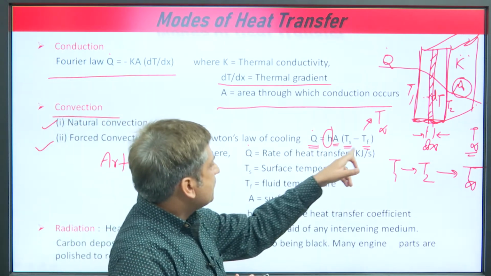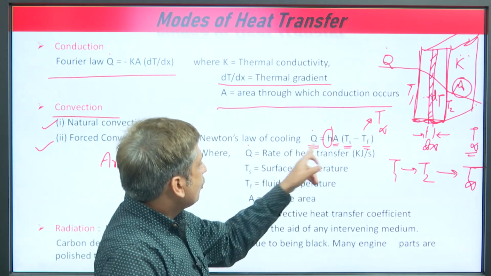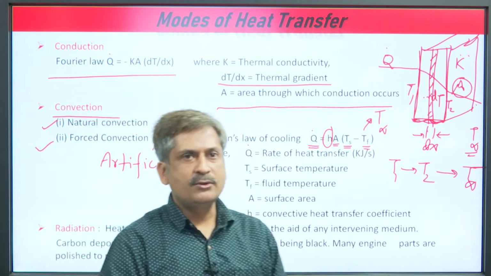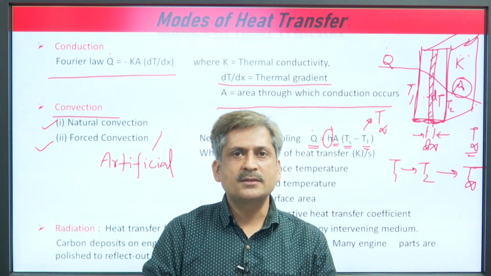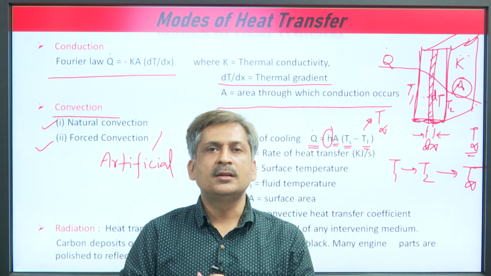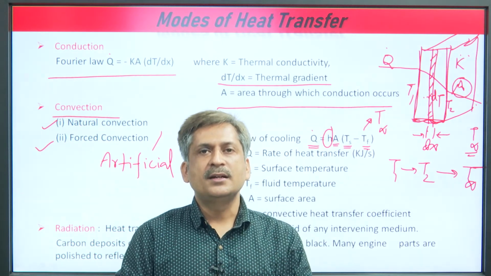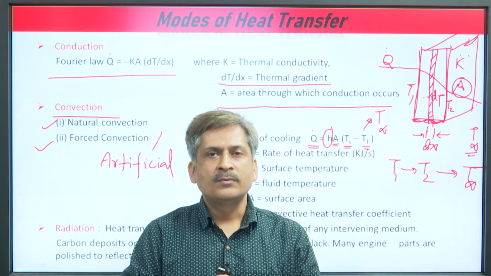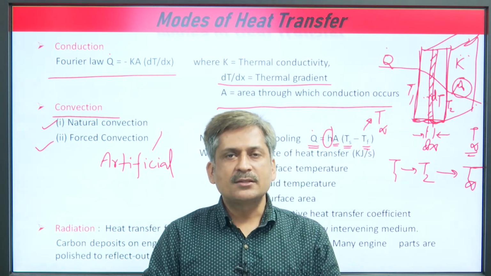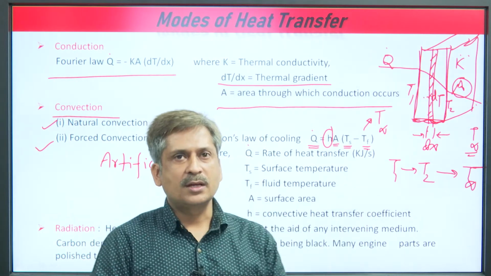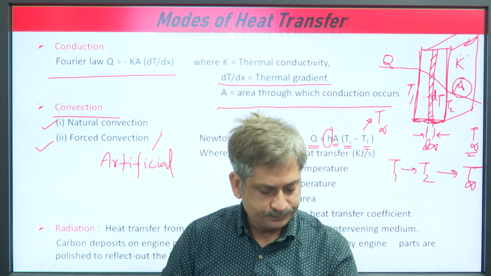So, if all these parameters remain constant, you can only increase the heat transfer rate with the help of h. This h is the convective heat transfer coefficient, which depends upon many things like the surface orientation, its roughness, its nature. So, h is increased in artificial heat transfer, and for the same body the heat transfer rate is improved.